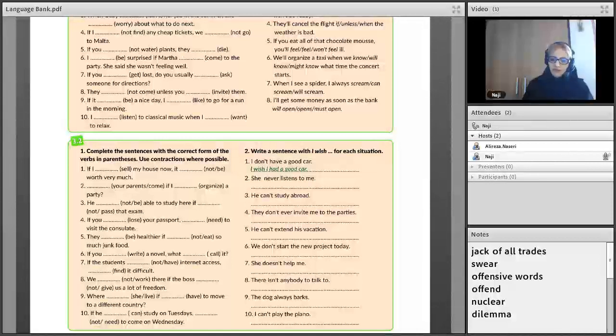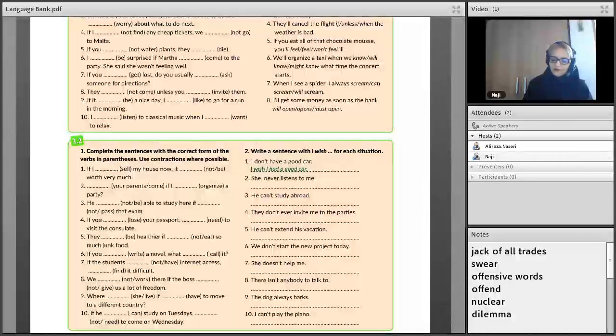Number five, I wish he could extend his vacation. Extend means make it longer. Number six, I wish we would start the new project today, or we could start, or we started. Number seven, I wish she helped me. Number eight, I wish there were someone to talk to.